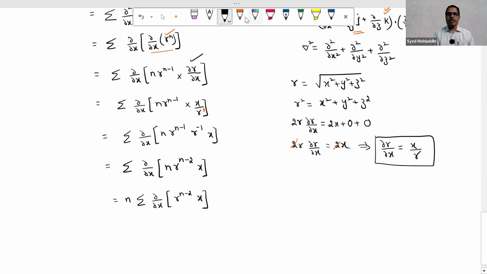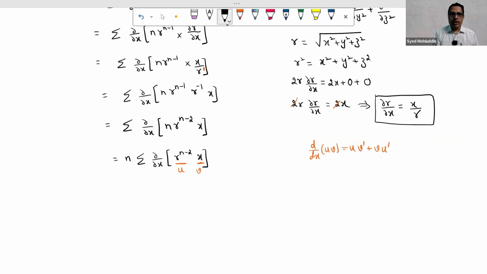Now since further the differentiation has to be done over here, I need to differentiate this r^(n-2) and x. Because it is a product, I'll try to use the product rule, u into v. So we know the product rule, d/dx of u into v, it is uv' plus vu'. Let's try to use this product rule. So this will be equal to n as it is, summation of, u value is r^(n-2), u into v'. v' means differentiation of x with respect to x.